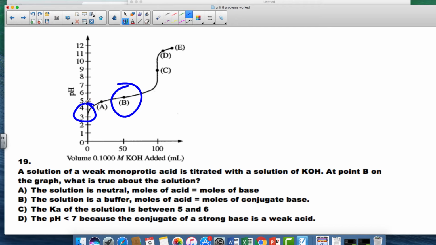At point B, that would be the half equivalence point, and at the half equivalence point, we know that that is a buffer where the moles of acid remaining are equal to the amount of conjugate base, making B our answer. Choice C is altogether wrong because we're not asking about the pKa. Get your students to watch out for tricks like that. Make sure the wording matches what they know.